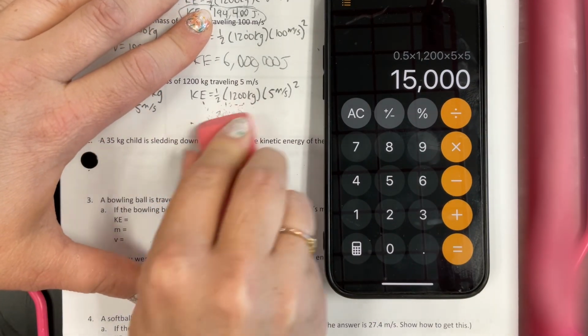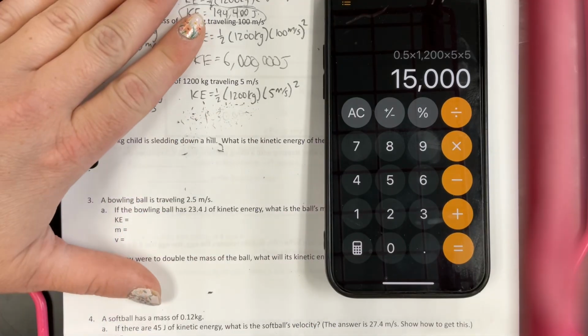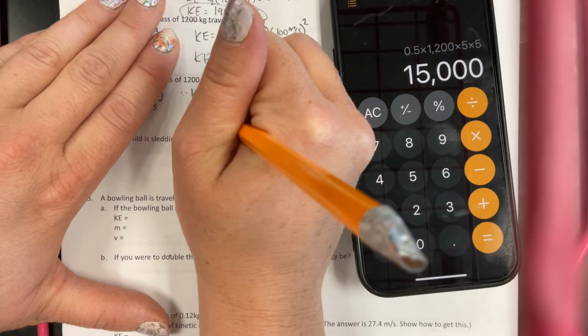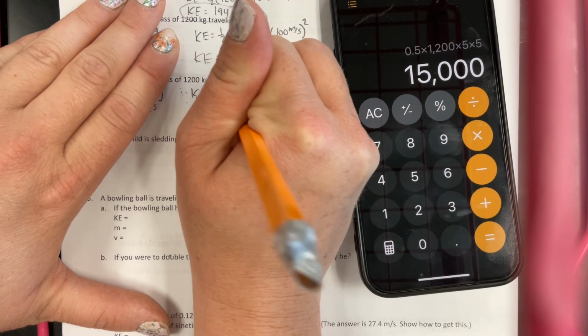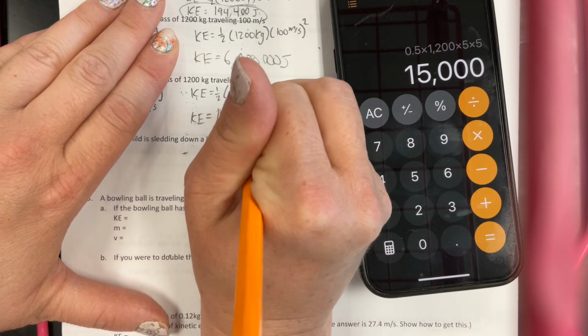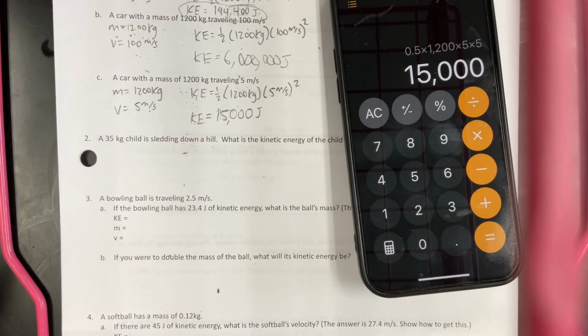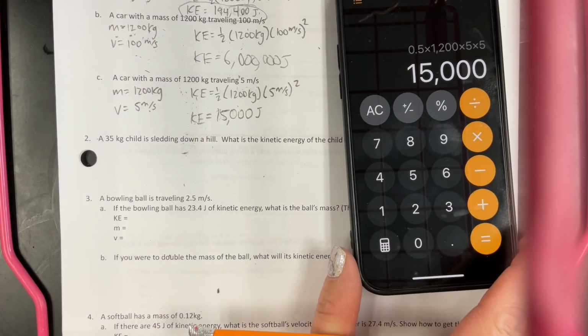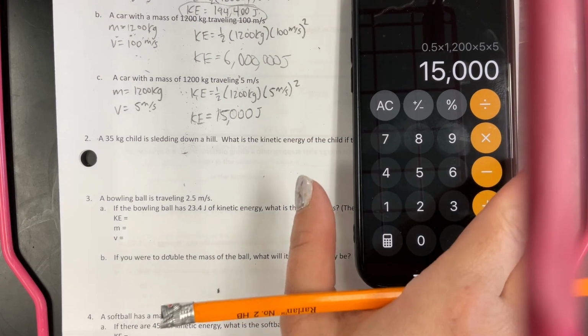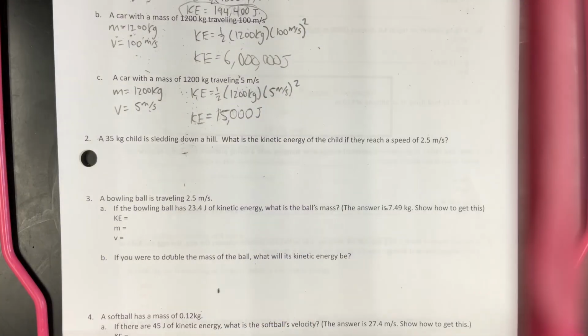Don't trust me. I keep forgetting the squared, which is what you guys will do too. You'll forget the squared when you do them on your own. Unfortunately, that's the most common mistake. Okay. And that's a measure of energy, so that's gonna be in joules. Fantastic.